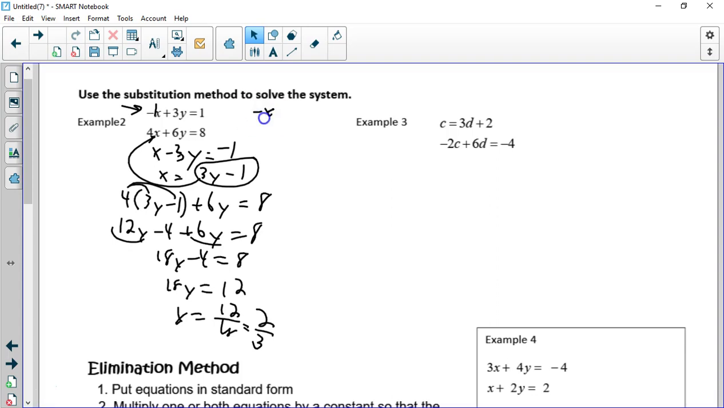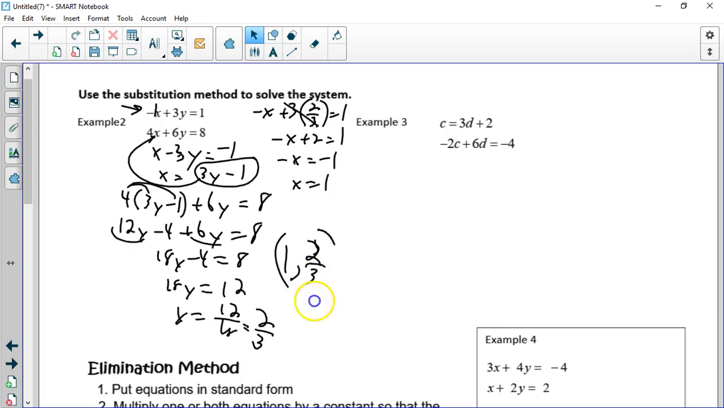I'm going to do negative x plus 3 times 2/3 equals 1. Followed by 3 is going to cancel. That's going to give me negative x plus 2 equals 1. Subtract 2. And then divide by -1. X is 1. So my point of intersection is 1, 2/3. And that's my solution.